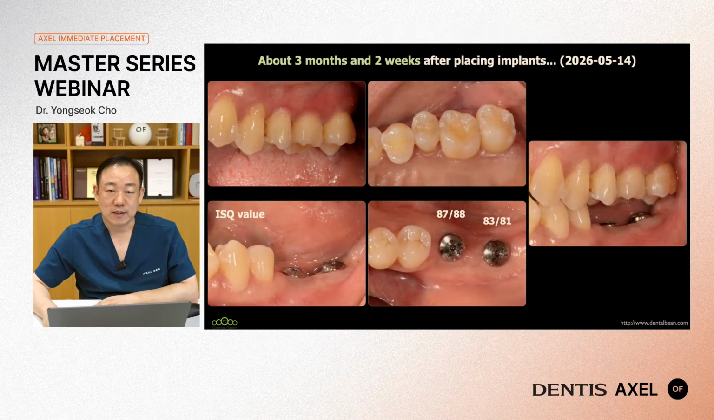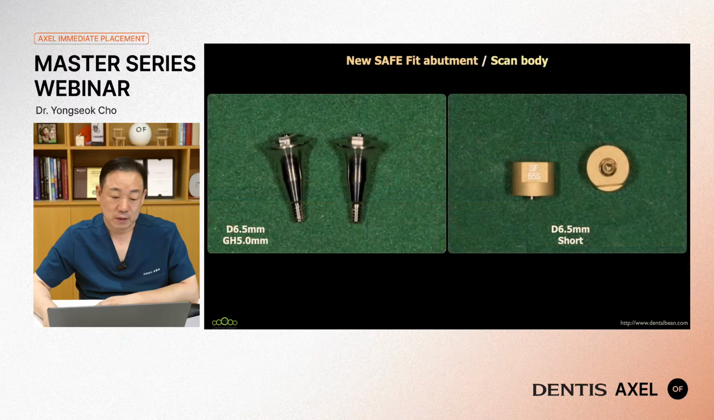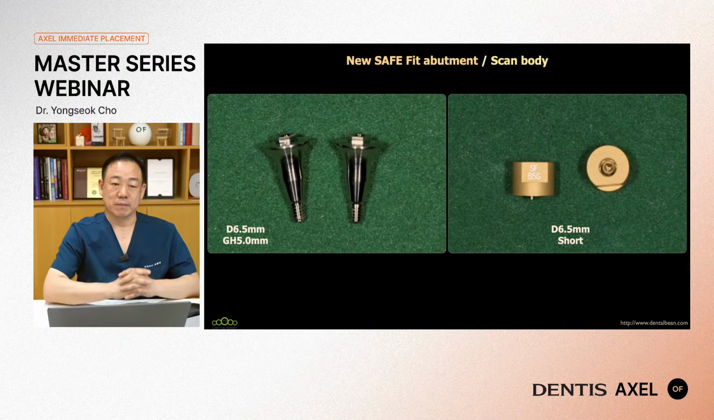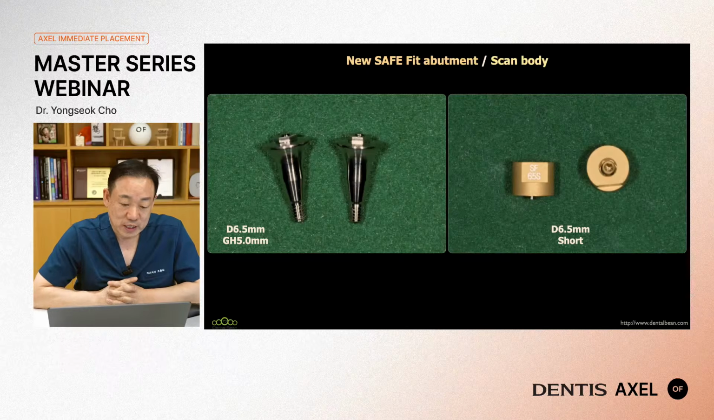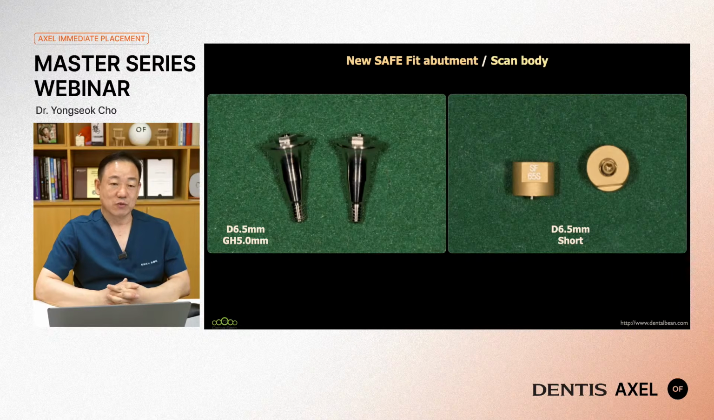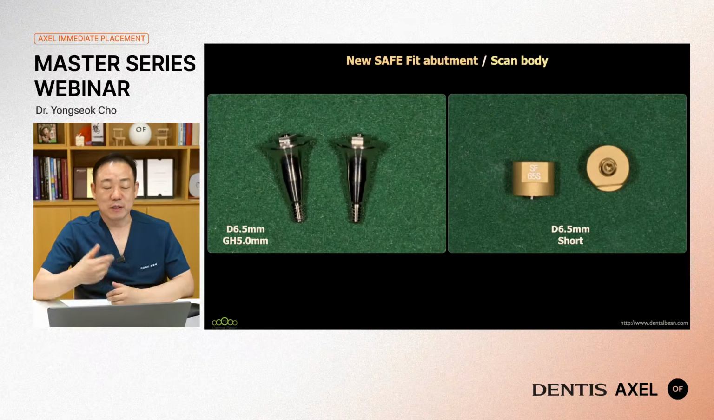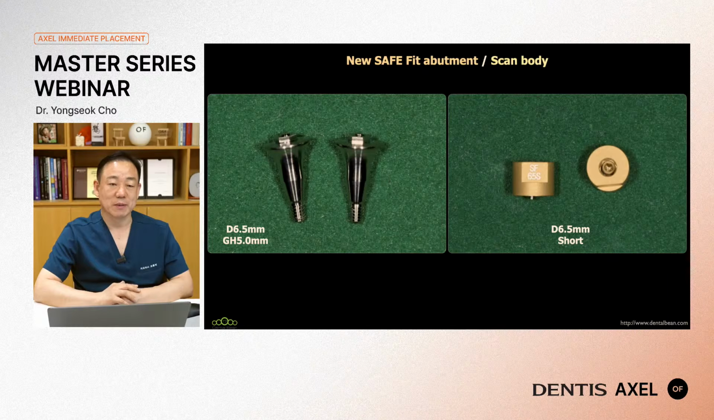We started the prosthetic procedure 3 months and 2 weeks after the operation. This time, Dr. Kim used the new safe fit abutment. Currently, cementless restoration is very popular in some groups. In Korea, there are some dentists who like to use cementless abutments because of the clean soft tissue condition after restoration and easy maintenance.